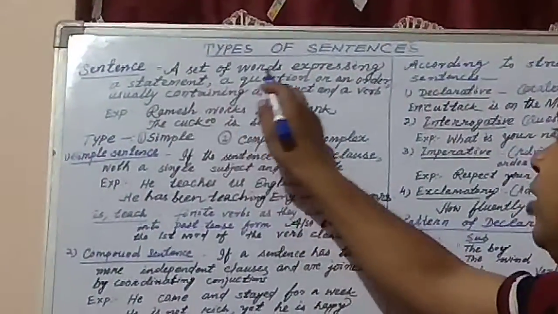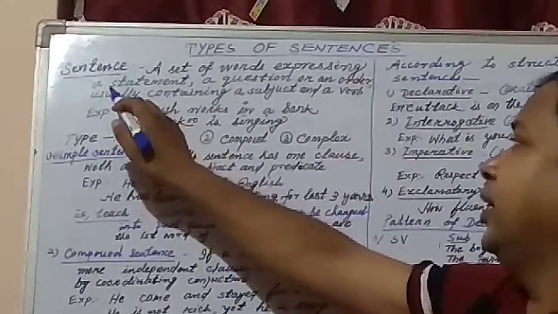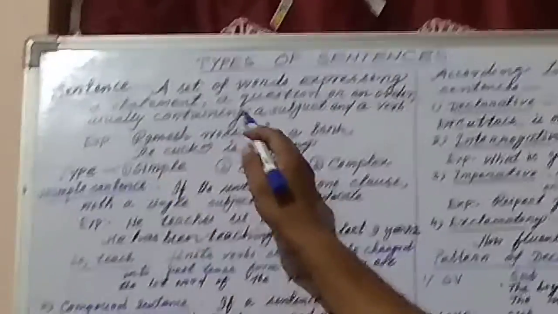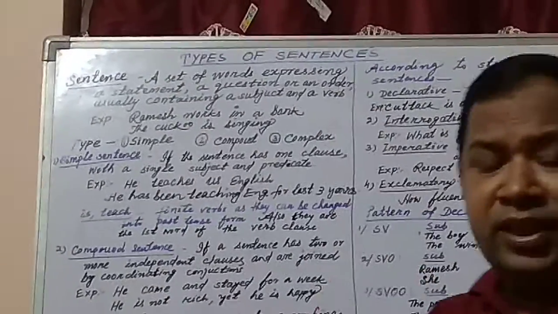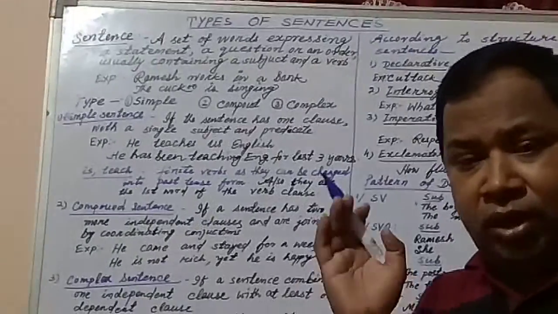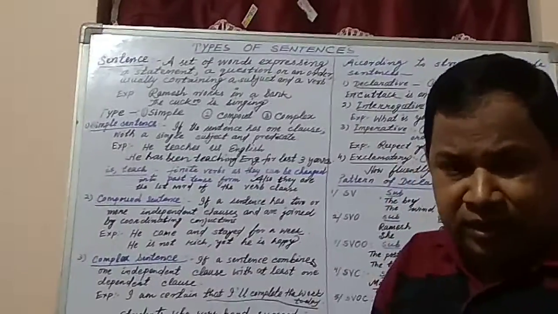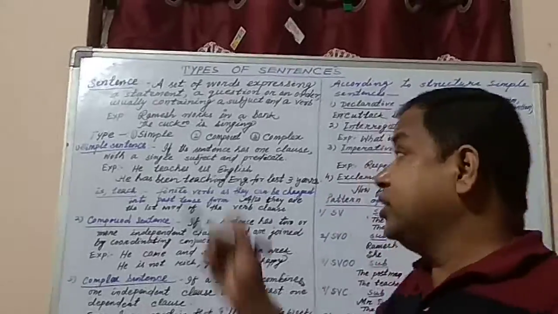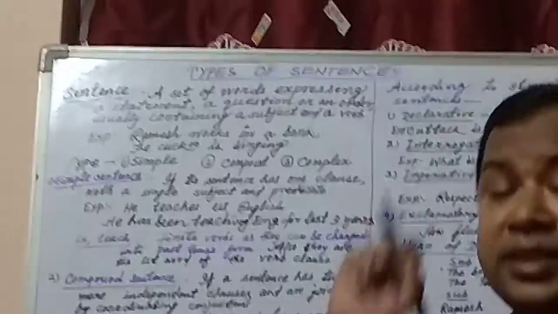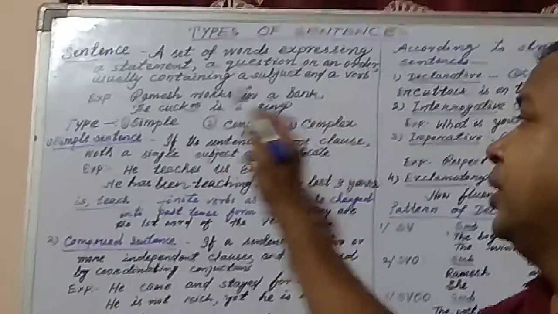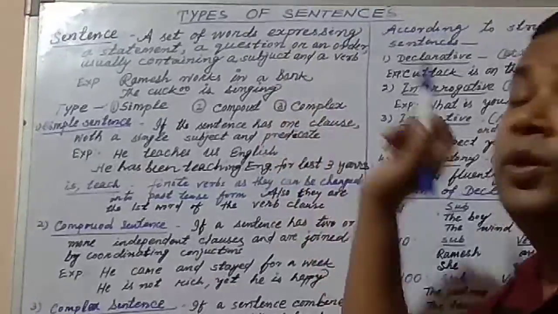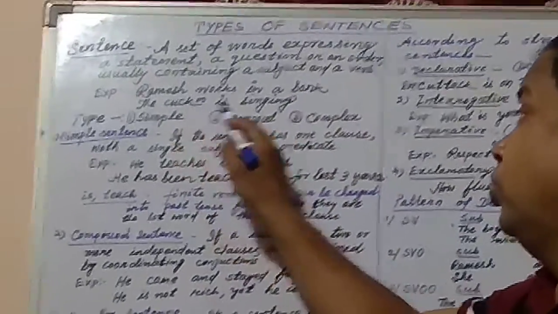Sentence: a set of words expressing a statement, a question or an order, usually containing a subject and a verb. That means a subject and a verb are found in a sentence, and it is a set of words, so many words are in a sentence. For example, Ramesh works in a bank. You see here 1, 2, 3, 4, 5 words. And, the Uko is singing. It is 1, 2, 3, 4.